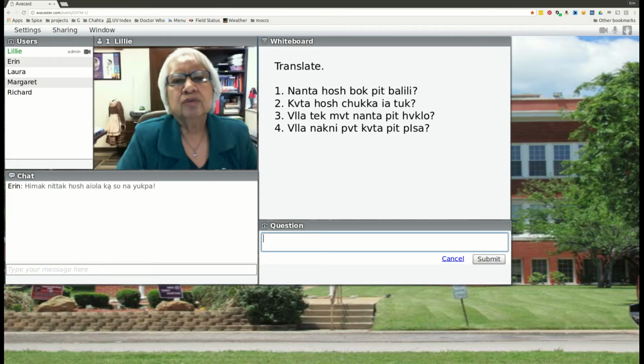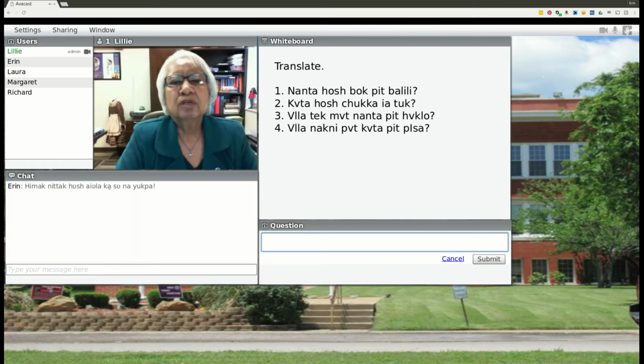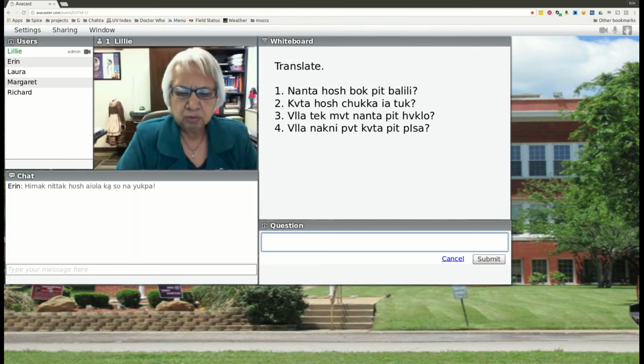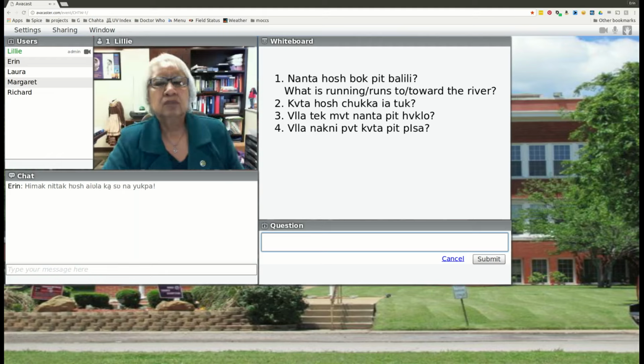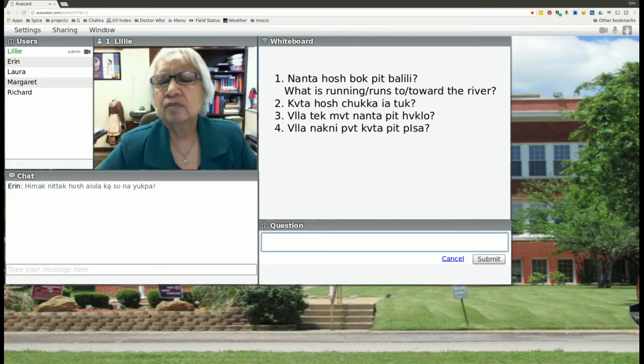What is running to the river? What is running or runs? As long as you stay with the present tense, you're okay. What runs to the river or toward? To or toward, either one is okay. What is running toward the river? What is running to the river? What runs to the river? What runs toward the river? All of this is going to be okay.